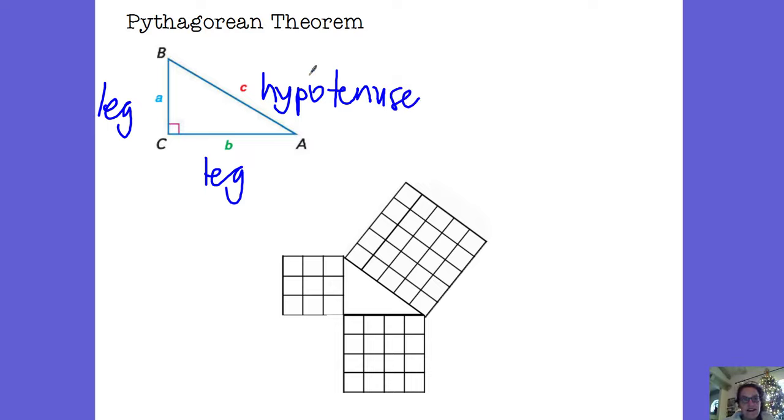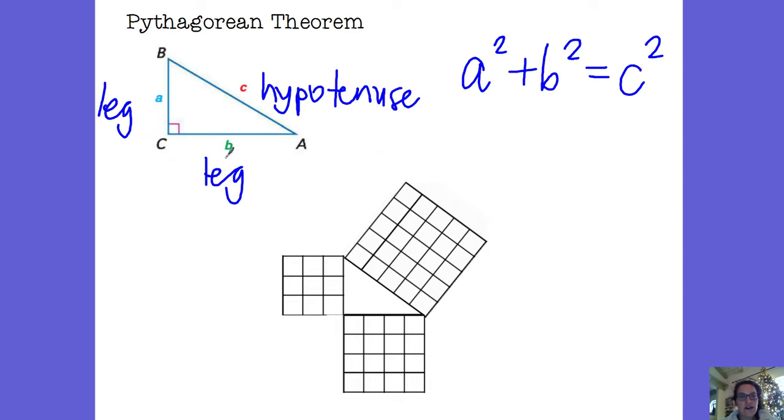And so the Pythagorean theorem is a squared plus b squared is equal to c squared. If you square the lengths of the two legs and add them together, it will always be equal to the length of the hypotenuse squared if it's a right triangle. So if I'm telling you that something's a right triangle, you can use the Pythagorean theorem to find one of the missing sides, or vice versa.